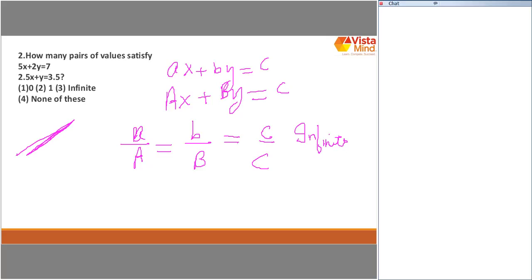Please note it down, those who do not know infinite solution. By infinite solution, we mean that two lines are overlapping and there are infinite points of x and y which are satisfying them, and they should bear the ratios like this, where small a and capital A are the coefficients of x, small b and capital B are the coefficients of y, small c and capital C are the constants.